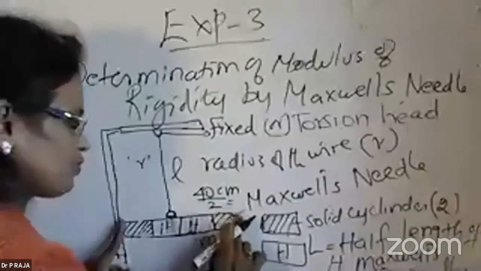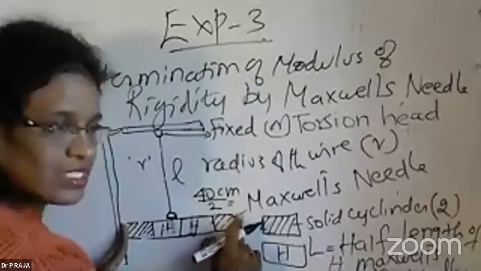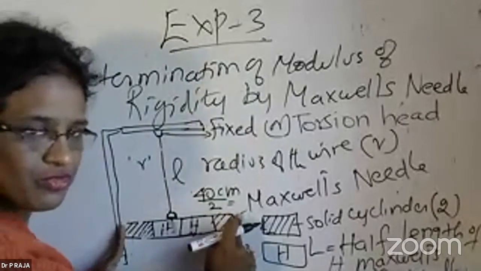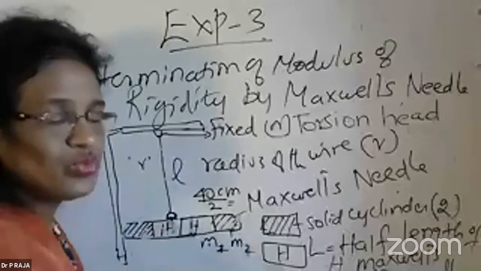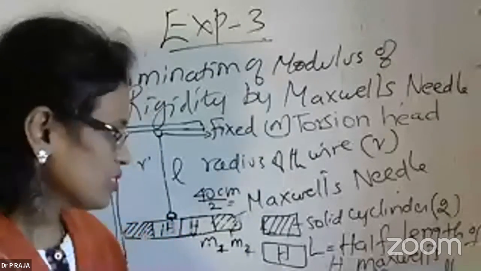You will take the full length of it, as 40 centimeter or something, 40.5 something, divided by 2, and you will get the half length of the Maxwell's needle. That you will substitute as capital L.